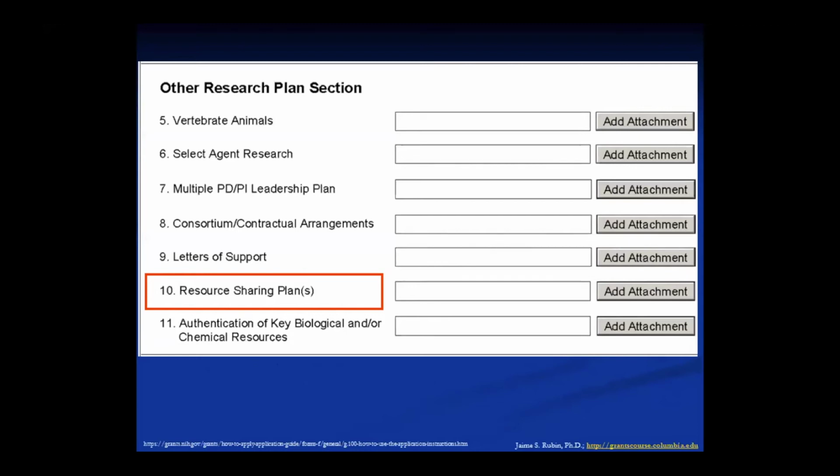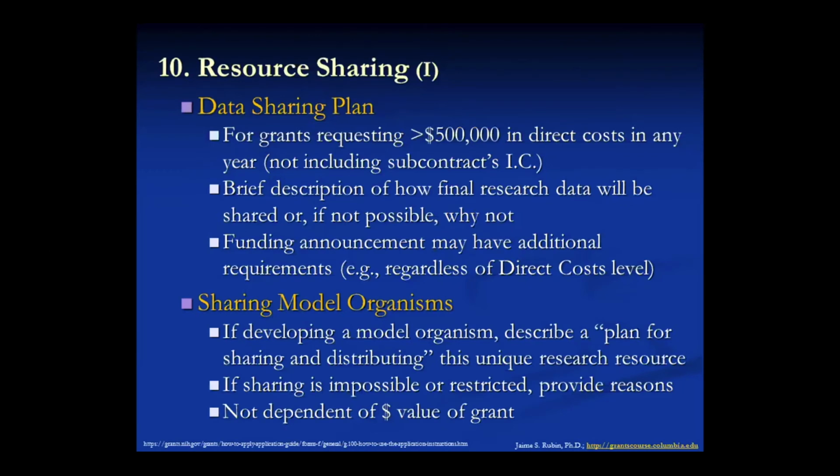The research sharing plan. There are some cases when you're required to submit different aspects in terms of sharing. So there's a data sharing plan requirement if you're asking for more than $500,000 a year in direct cost. If you're developing some different model organism, how you're going to share that. And if you're not going to share that, why aren't you going to share it? Realizing that the NIH funding is taxpayer supported.